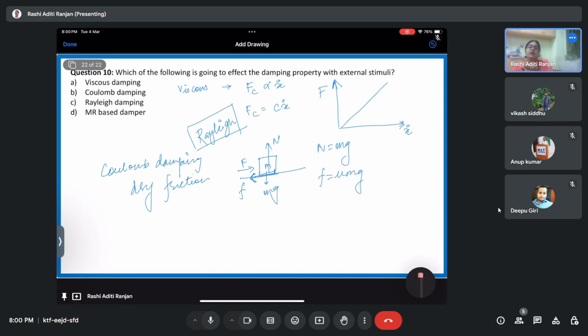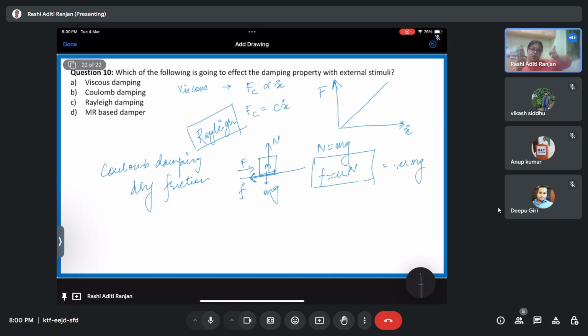Because there is non-smoothness between the two surfaces, we have a friction force which equals mu mg, right? Actually, it should not be mu mg. It should be minus of mu n, and since in this case n is equal to mg, it is going to be minus of mu mg, right?